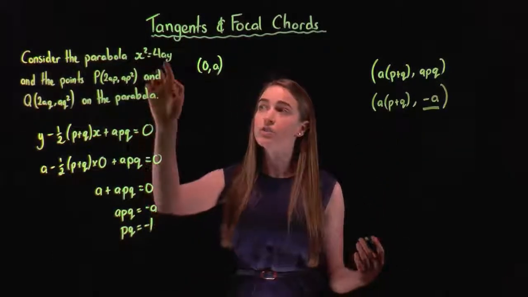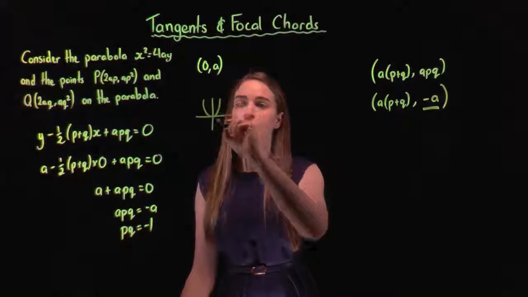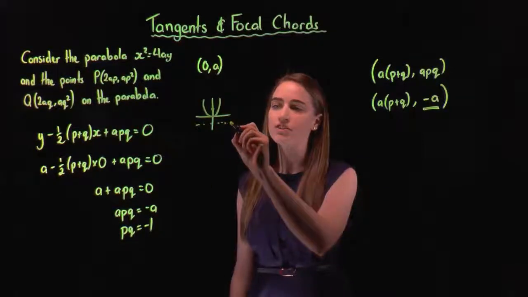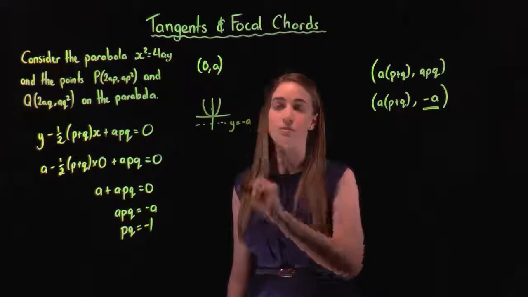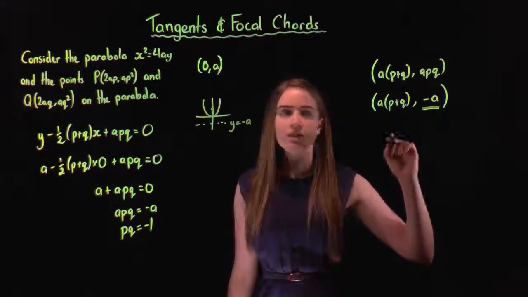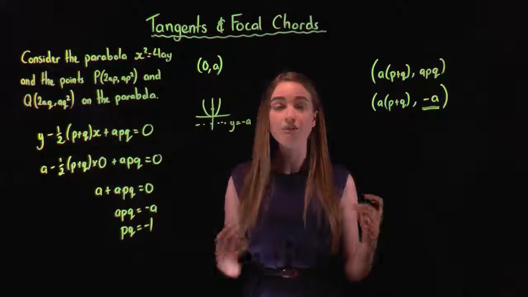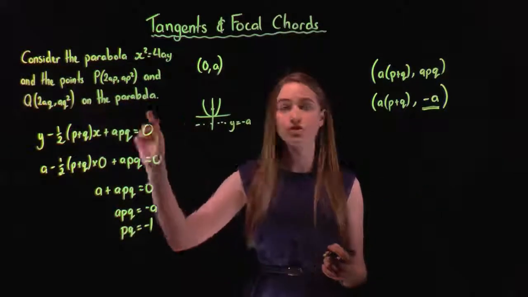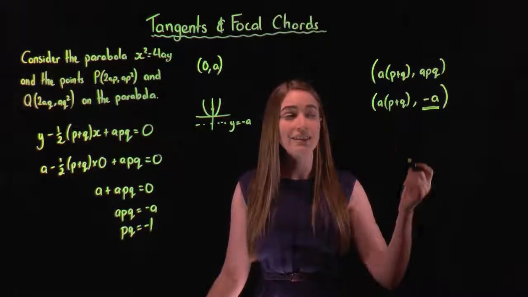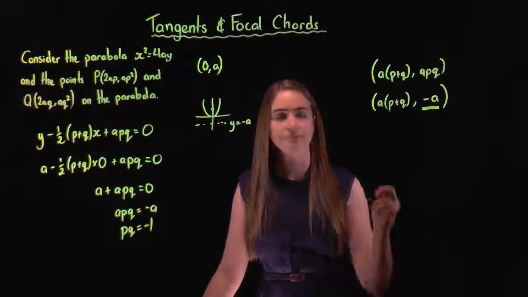Now, again, if we're looking at this parabola, we know that it's a concave up parabola. We know that it has a focus at (0, a), and we know that it has a directrix with equation y equals minus a. And the y coordinate here is minus a. So what that's telling us is that if PQ is a focal chord, then the tangents from P and Q are going to intersect at right angles, and they're going to intersect on the directrix. So we're going to write all of that down.